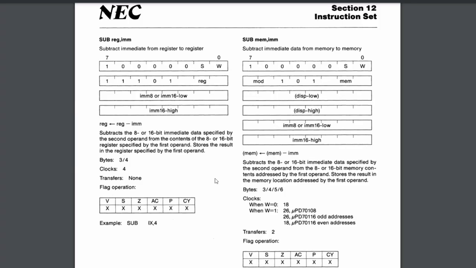But take a look at the exact same instruction on the NEC V20. It's still 4 cycles if you're subtracting from a CPU register, but if you subtract a value from memory, it's a flat 18 cycles. There's no additional cost for the effective address computation. And this is one of the things that makes the NEC V20 a really amazing CPU.